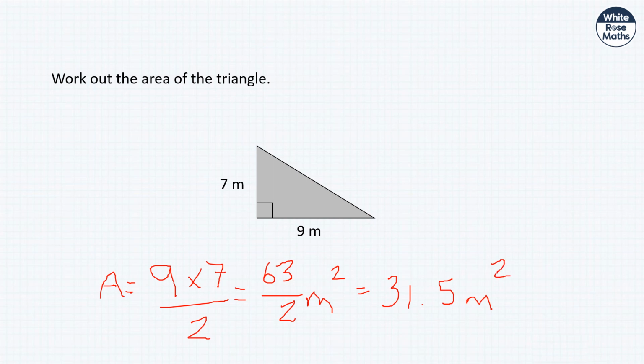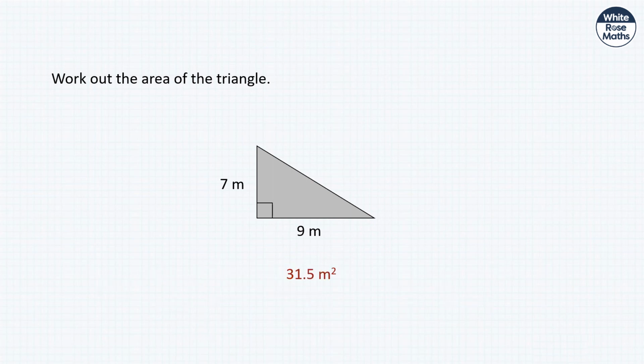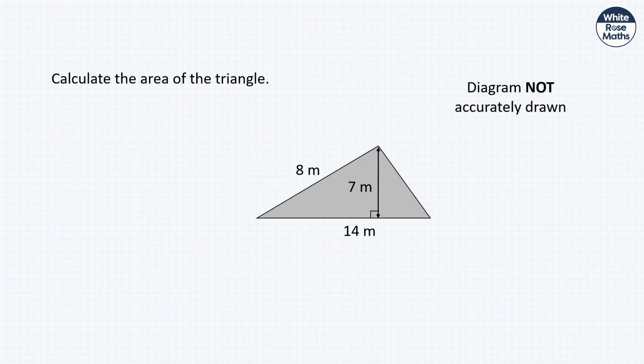Okay, and then 1 divided by 2 is 0.5, so I add that on, I get 31.5 meters squared. Okay, that's my answer for that question. There we go. Okay, this next one, calculate the area of this triangle.